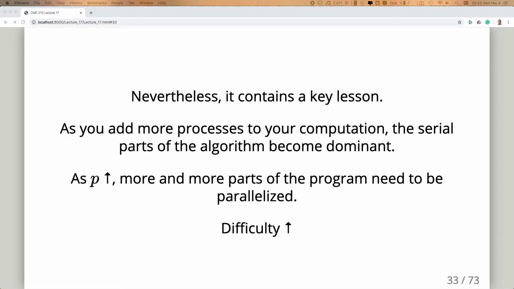And so what this is saying is, when P is not too big, then parallelizing your code is not too hard. You just go with these big routines and you parallelize them. But as you keep increasing P, it becomes harder and harder, because more and more pieces of the code need to be parallelized, until essentially every little piece of processing that's happening in your code is parallel. Okay, and then you can really scale to very large problems.